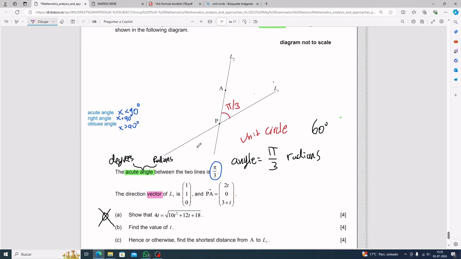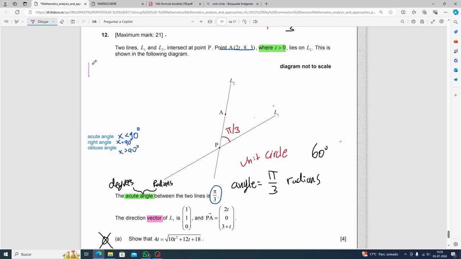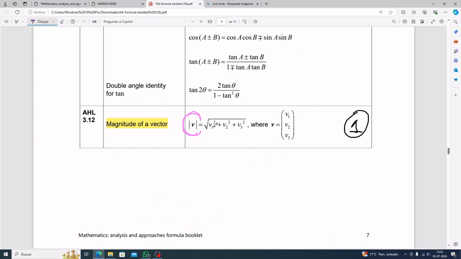The magnitude of L1, right? So I'm just going to put magnitude L1. Following the formula booklet, it basically says you want to square root your first value from top to bottom, then add it to this. Sorry, I'm not explaining myself the best. So you want to square root the square of your first value plus the square of your second value plus the square of your third value. That is what you're going to be doing.